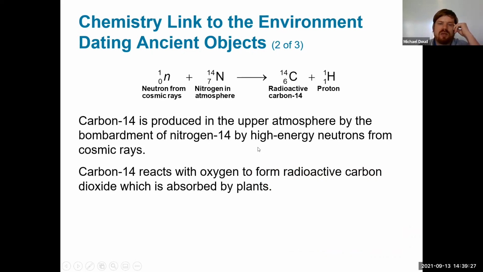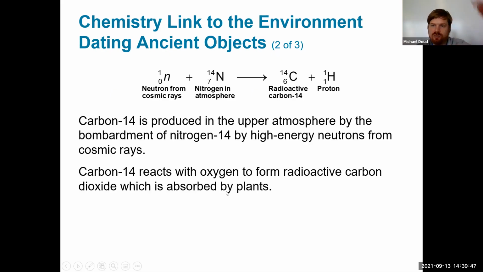So the way that it works basically is this. Carbon-14 comes from the upper atmosphere. So nitrogen-14 absorbs high-energy neutrons from the sun, and it decays into carbon-14. Okay, so that produces carbon-14 in the upper atmosphere.